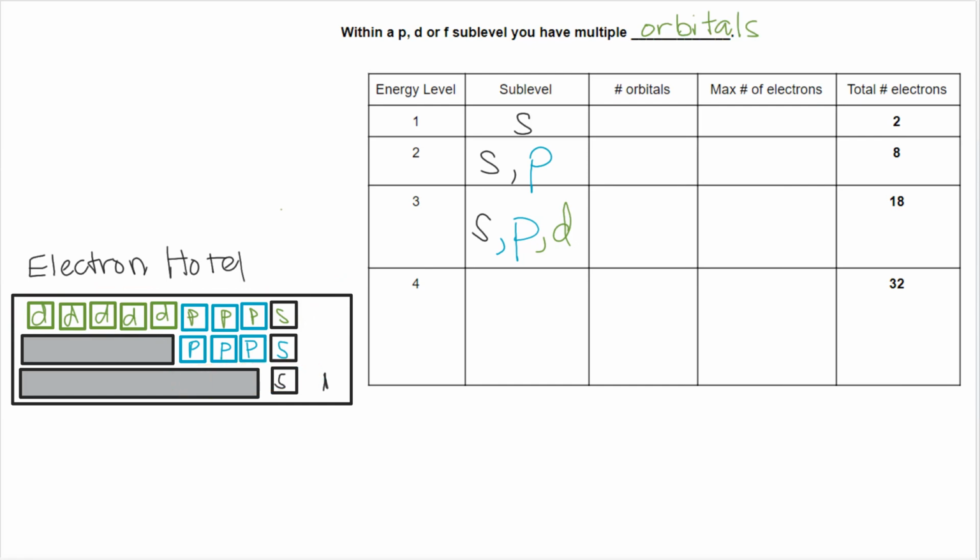All right, so I'm going to number my floors down here. So 1, 2, 3. Okay, and then when we get to energy level 4, we can have 4 types of sublevels. We can have S, we can have P, we can have D, and we can have F. I'm having a hard time writing an F. Okay.